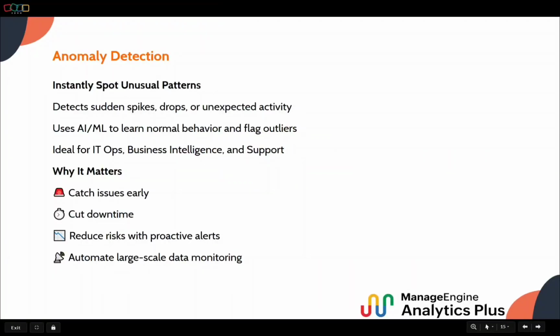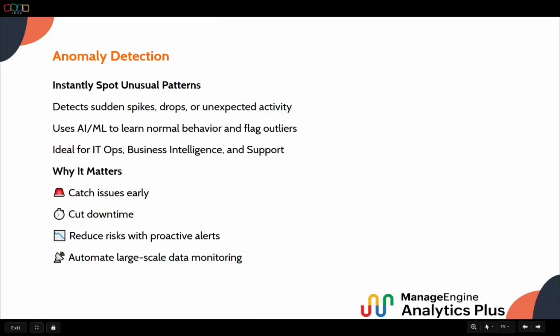Anomaly detection is the process of identifying data points or patterns that deviate significantly from what is expected. Simply put, it alerts you when something unusual happens, whether it is a sudden spike in service requests, a drop in system performance, or unexpected customer behavior. Using AI and machine learning, Analytics Plus automatically scans your data, learns the normal pattern, and flags anything that looks out of place.